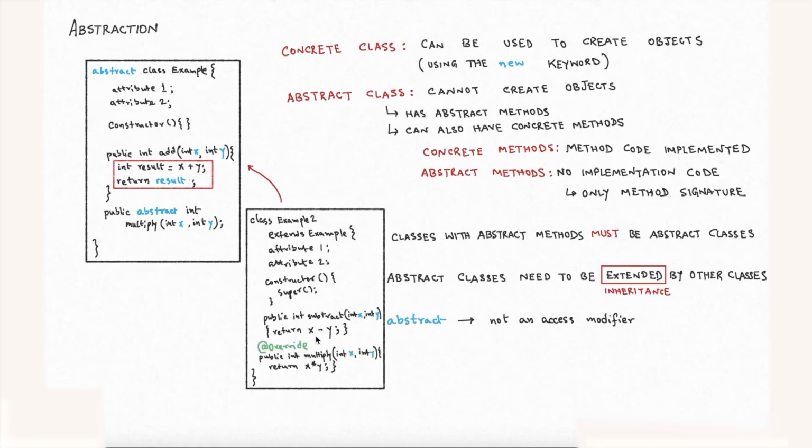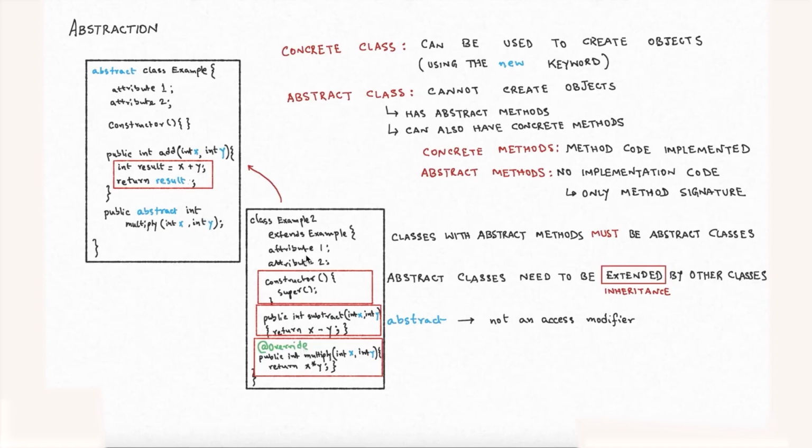So now the child class has implemented the abstract method of its parent class. The child class has its own concrete method as well. And the child class has the constructor as well. All the methods of this class are concrete, which means that this is a concrete class. And because this is a concrete class, we can create objects using this class. But we will not be able to create objects using this class because this is an abstract class.